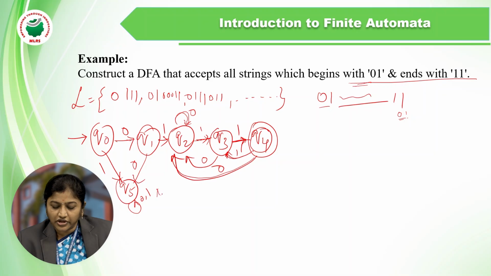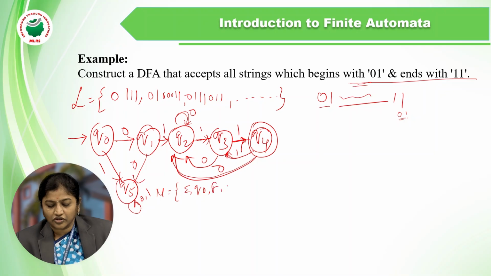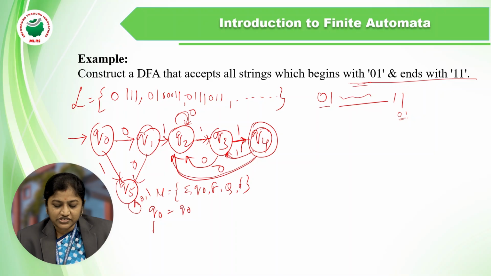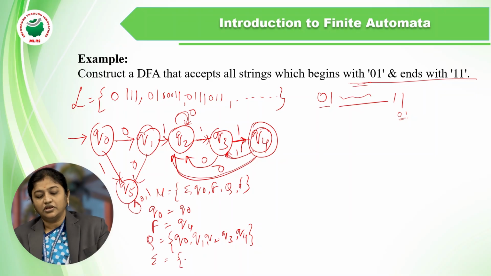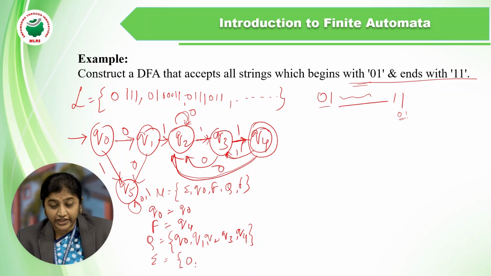Next, to write all the 5 tuples: sigma, start state, final state, how many states there are, then the transition. Okay, Q naught is the start state here. And what is the final state here? Q4. And how many states are we going to use here? 5 states. What are those? Q naught, Q1, Q2, Q3 and Q4, right? And what are the input symbols we have used here? 0, 1, not A and B. We have used here 0, 1.